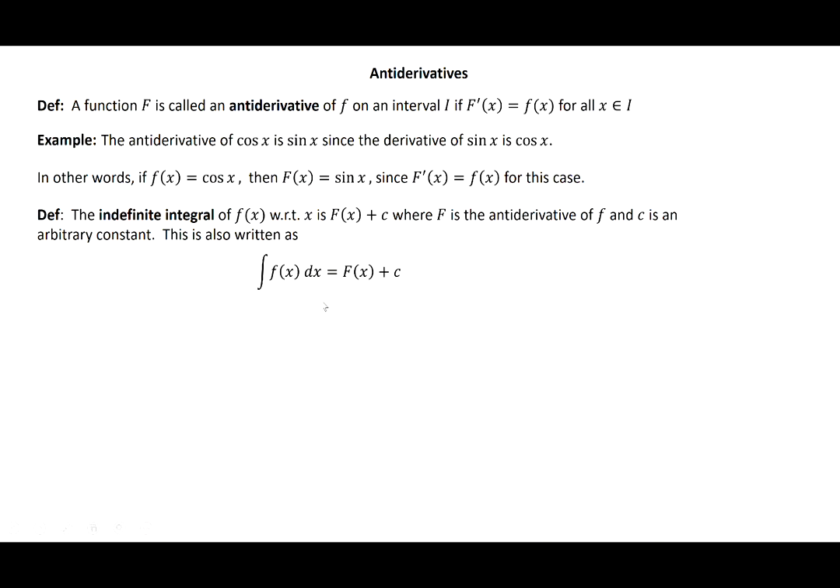Now what does that mean in turn? It simply means, if I want the integral of f of x, I'm simply saying, tell me what is the antiderivative of lowercase f of x? And the answer is uppercase F of x. The only thing is, you have to add a constant, an arbitrary constant, C.